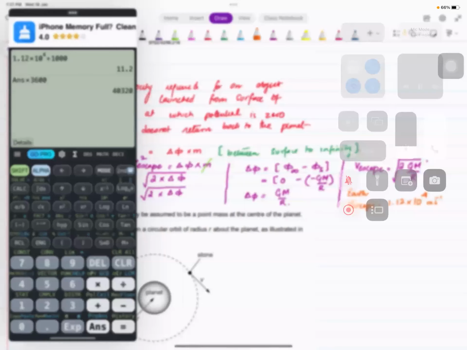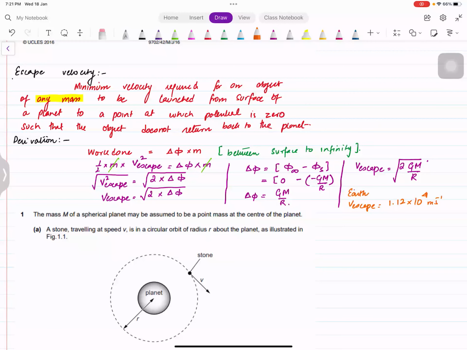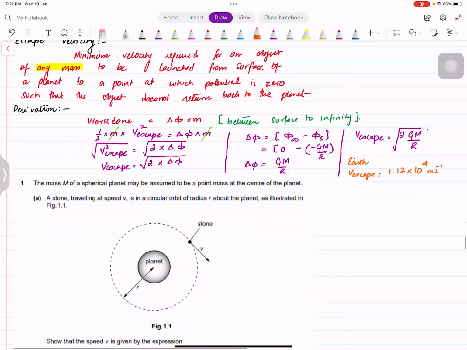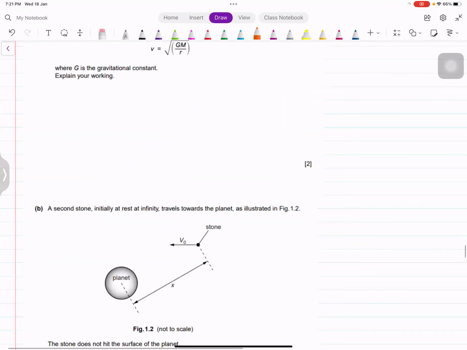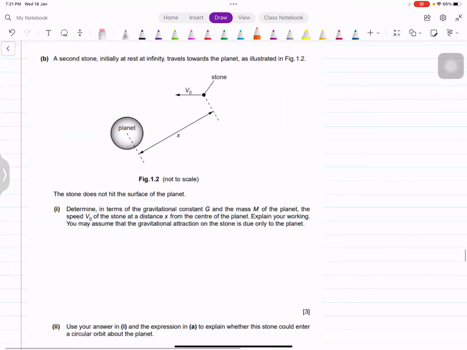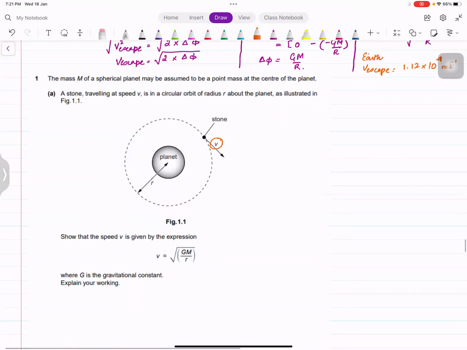In this one, it says the mass m of a spherical planet is about this. And if you look at the question, basically it says show that the speed given by this. Now, this speed is basically the vector speed. This question is not related to this. I don't know why this is posted here. Let me check what happened. This is not an escape velocity question. Why is it here though?